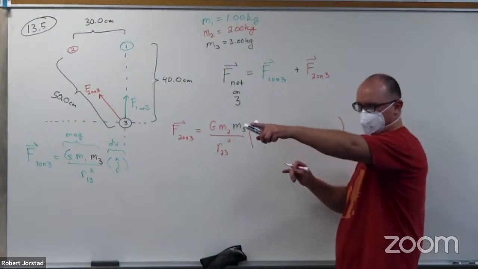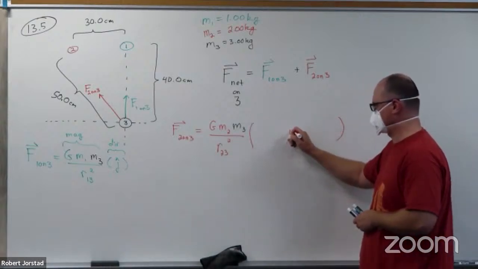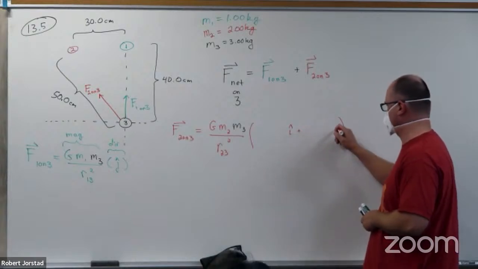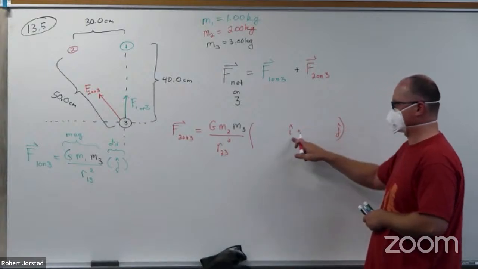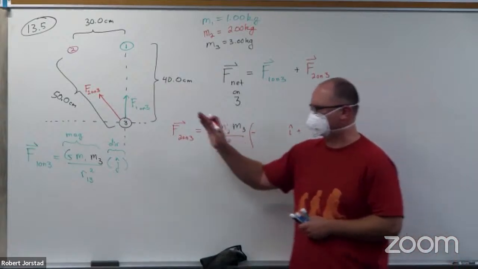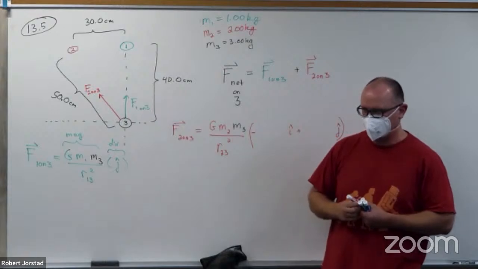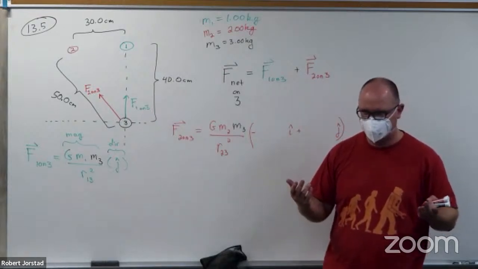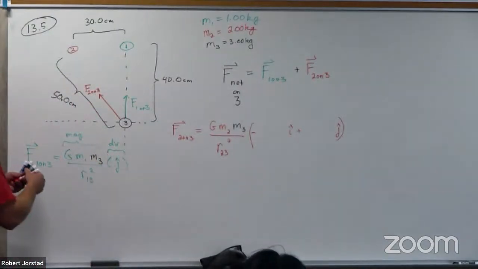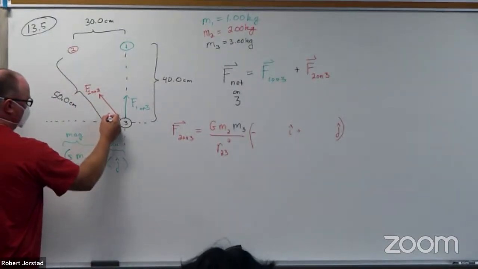And like you were saying, there's some Cartesian. So there's going to be some in the I hat and then some in the J hat. And in fact, do you agree there's some in the negative I hat? Because it goes to the left. We need an angle of some kind, right? SOHCAHTOA. So in this case, let's call this angle theta.